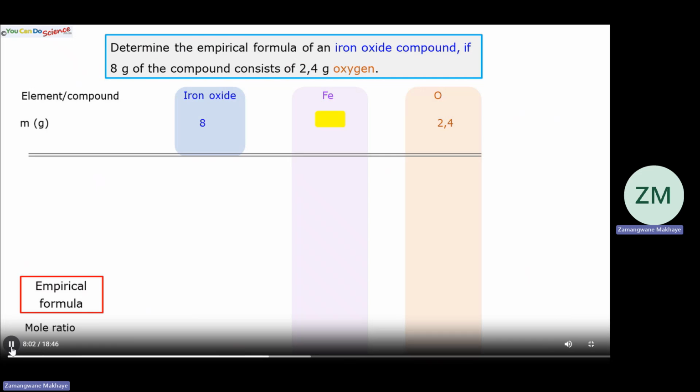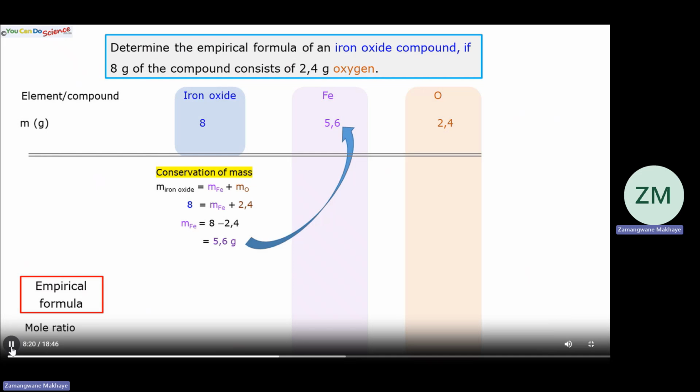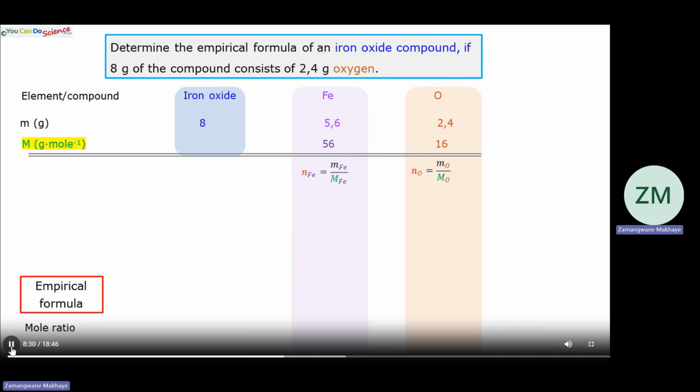The mass of the iron can be determined because the law of conservation of mass applies. The mass of iron in this compound is 5,6 gram. Even if it is an easy calculation, it must be shown. Add it to the other information. But now you know that you must look up the atomic masses on the periodic table. With the masses and the atomic masses known, this equation is used to calculate the number of mole iron and the number of mole oxygen present.